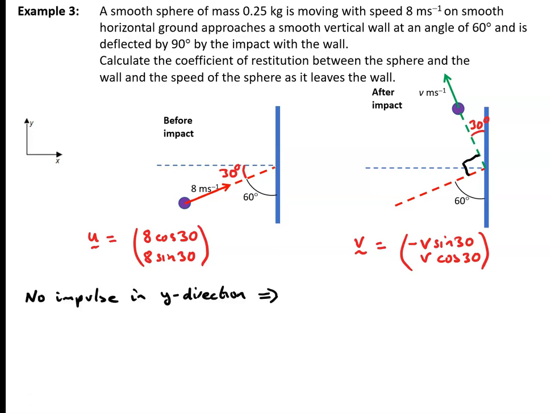So, the fact that we know there is no impulse in the y direction tells me that there is no change in the speed in the y direction. So I've got v cos 30 must be the same as 8 sin 30. In other words, v must be equal to 4 divided by cos 30, or 4.6188 meters per second.